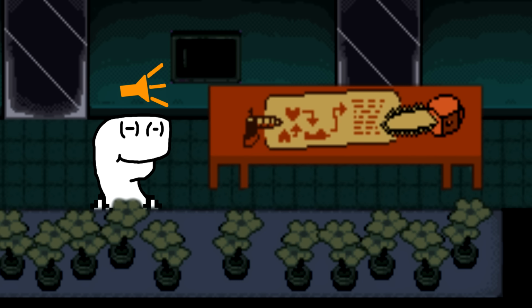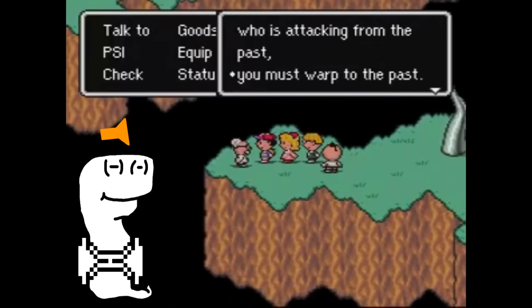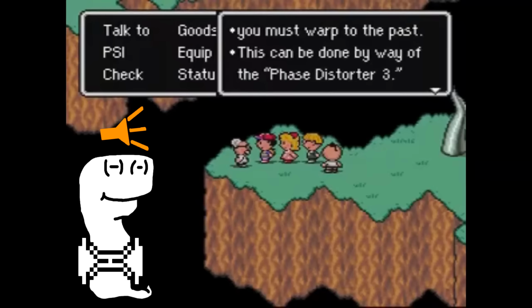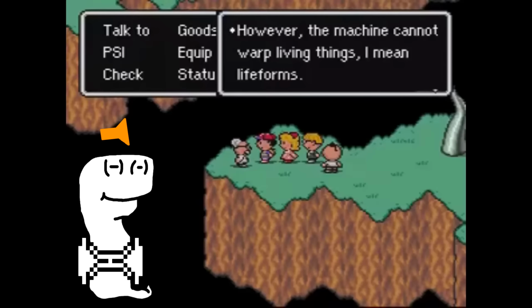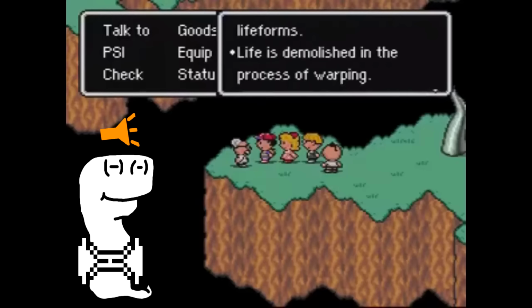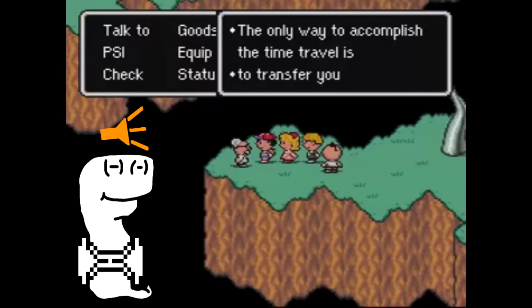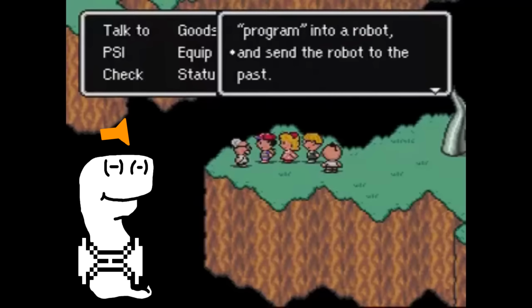As an aside, in Earthbound, Toby's major inspiration for Undertale, the main characters need to travel back in time to the center of the Earth using a phase distorter. To do so, they must have their souls transposed into robot bodies so that they may survive the journey.